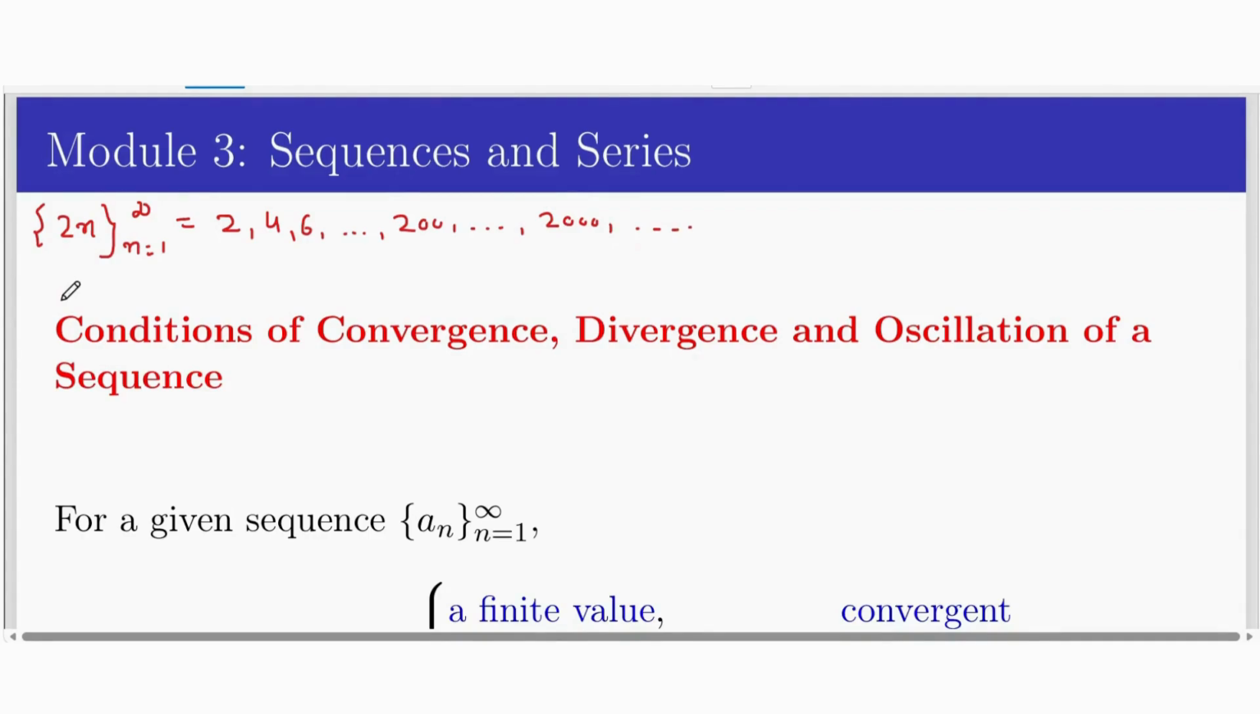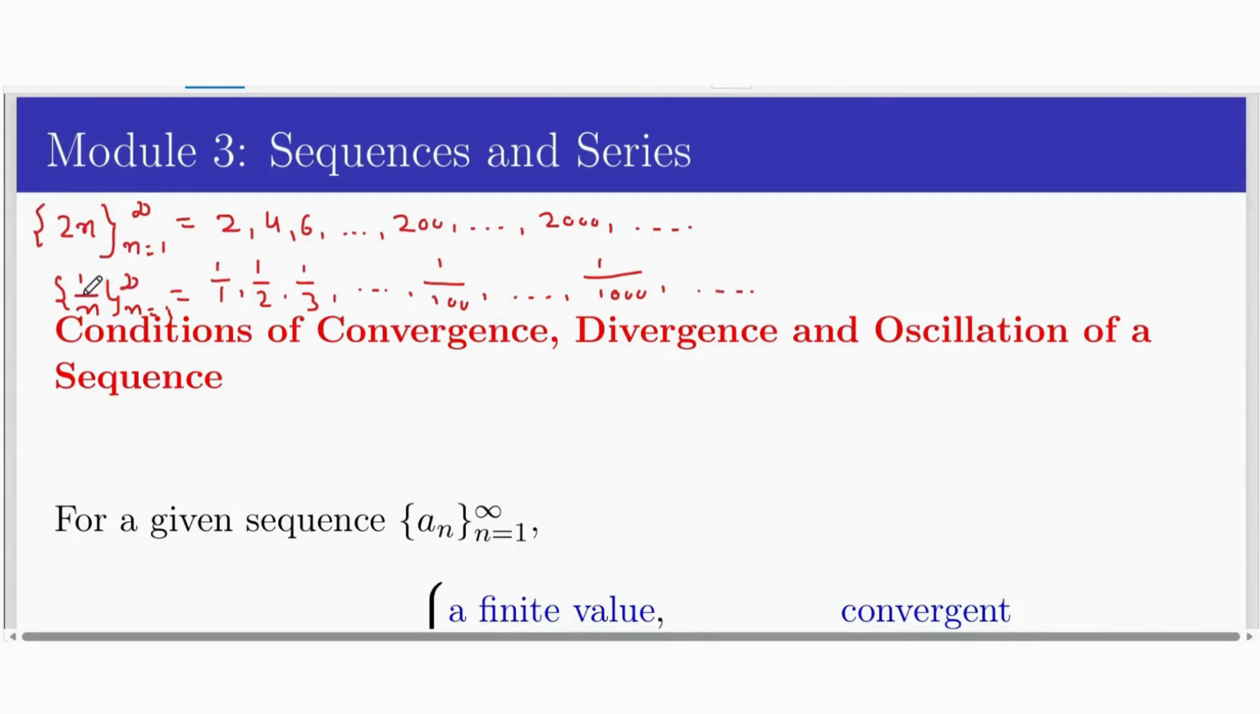Now the second example, a fractional sequence, 1 upon n. Again, n varies from 1 to infinity. Now write the elements of this sequence. Here n is replaced by 1, 2, 3 up to infinity. So the first element is 1 upon 1, the second element is 1 upon 2, the third element is 1 upon 3, the 100th element is 1 upon 100, the 1000th element is 1 upon 1000, and so on.